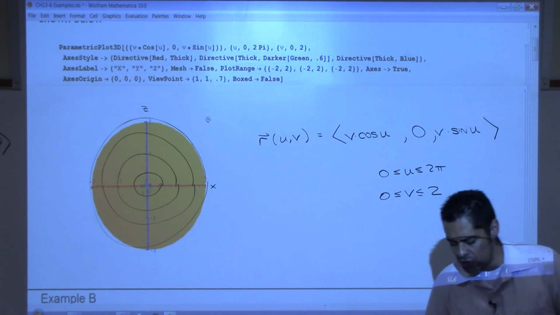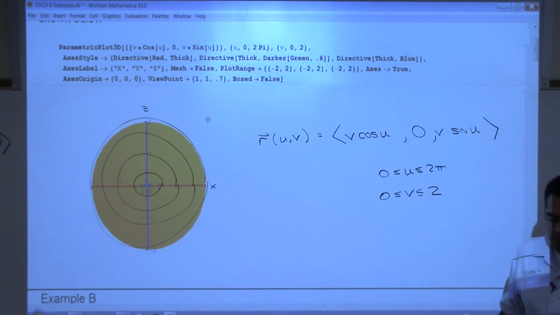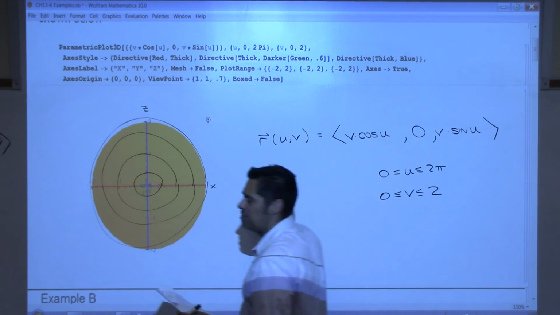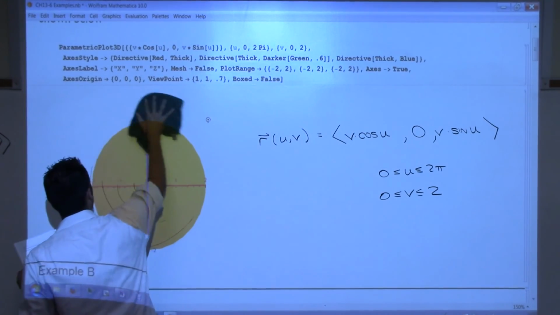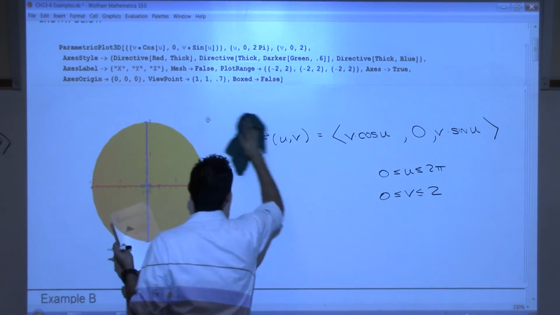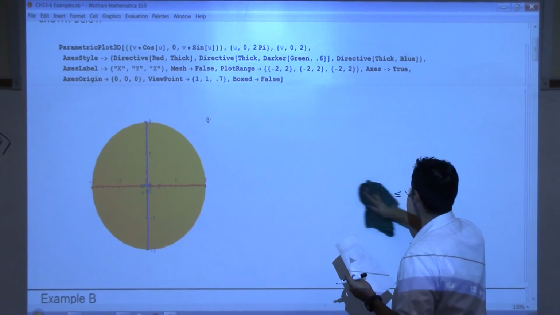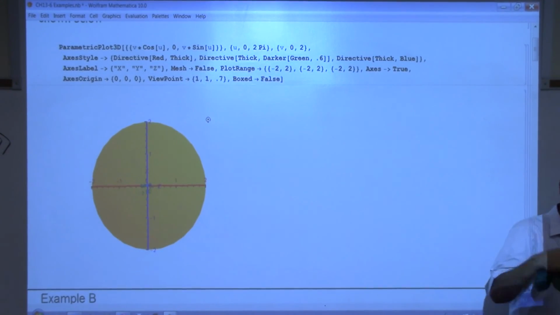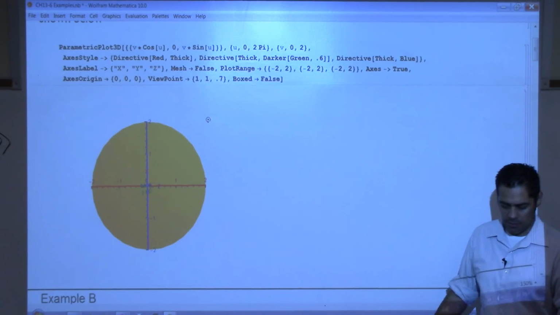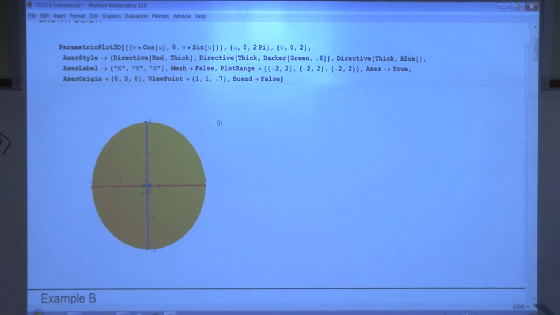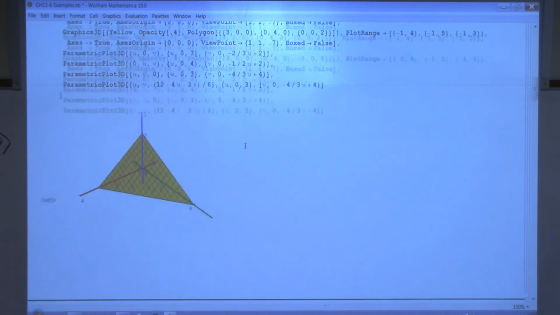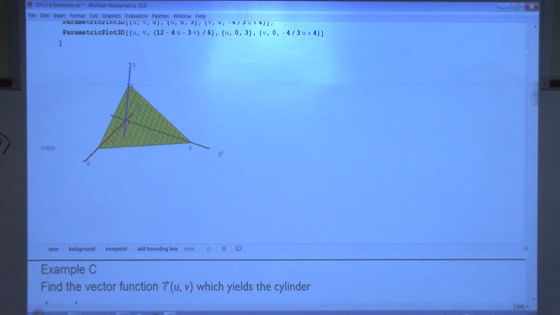Find the vector functions, plural, which yield the four face surfaces of the tetrahedron with the given vertices. So you have a tetrahedron. It has four faces on it. Since each of the faces is a surface, you have to come up with four separate parametric functions that draw each surface. Here it is. Mine looks a little different than yours, but there it is.